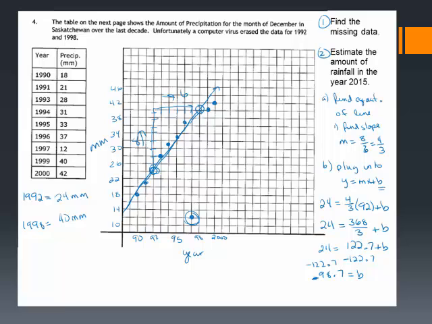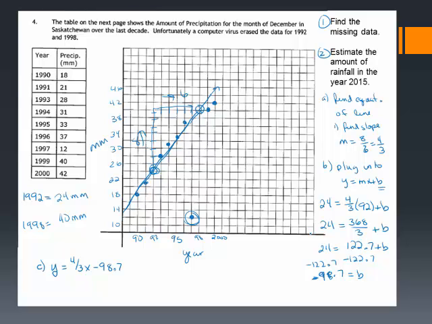Now, this would be my y-intercept, which would occur in the year 0, and obviously there were not negative 98.7 inches or millimeters of rain in the year 0, but we can't be 100% accurate with this. So, once I found that, the last thing I need to do is make the equation. So I have y is equal to 4/3 x minus 98.7. And I want the year 2015. Now I used 92 for 1992.